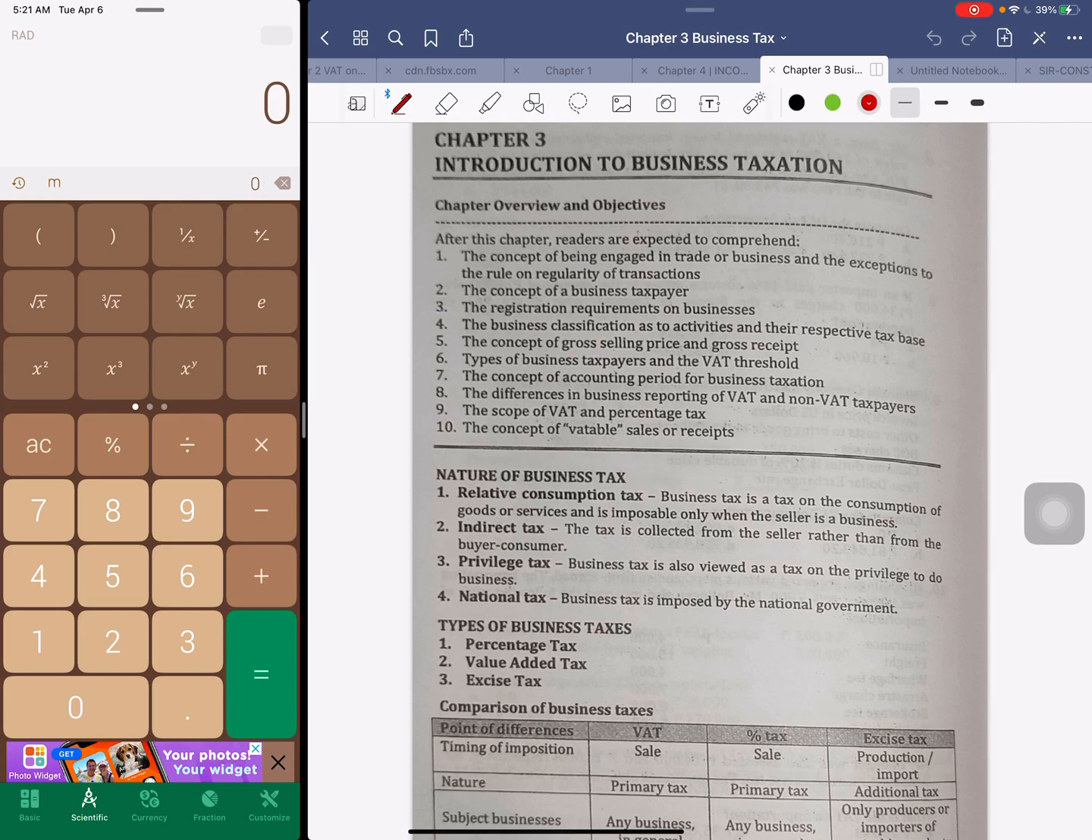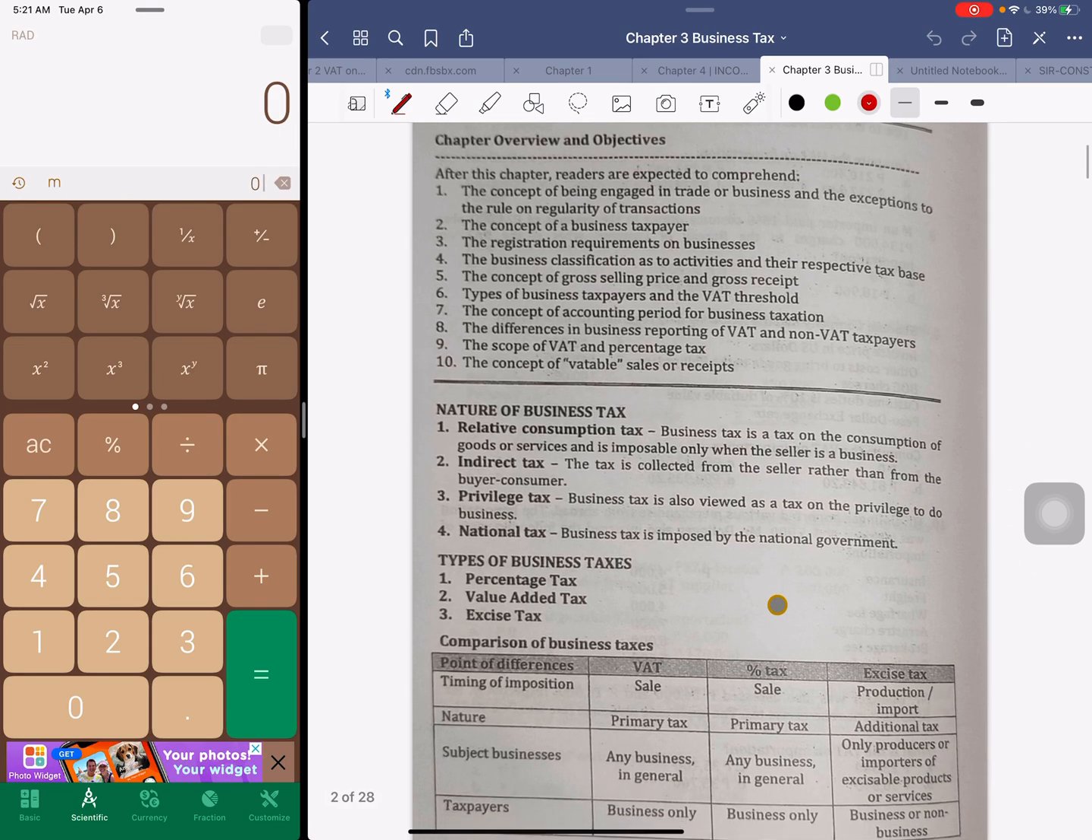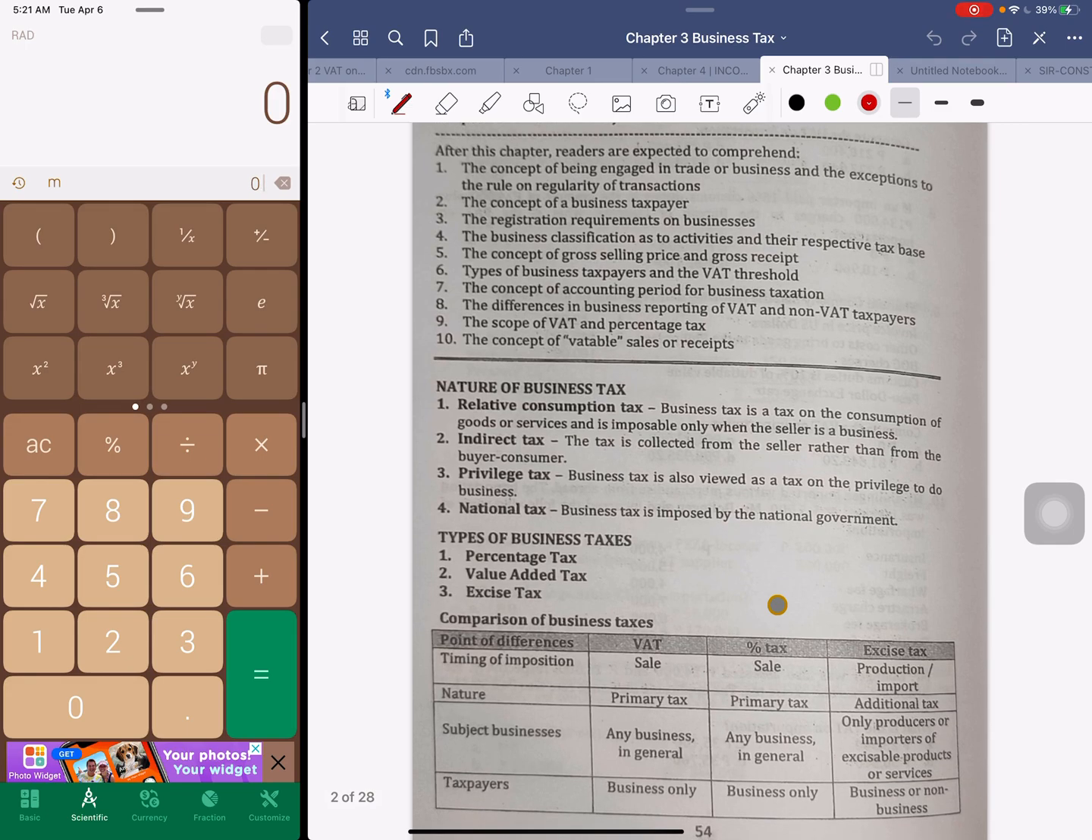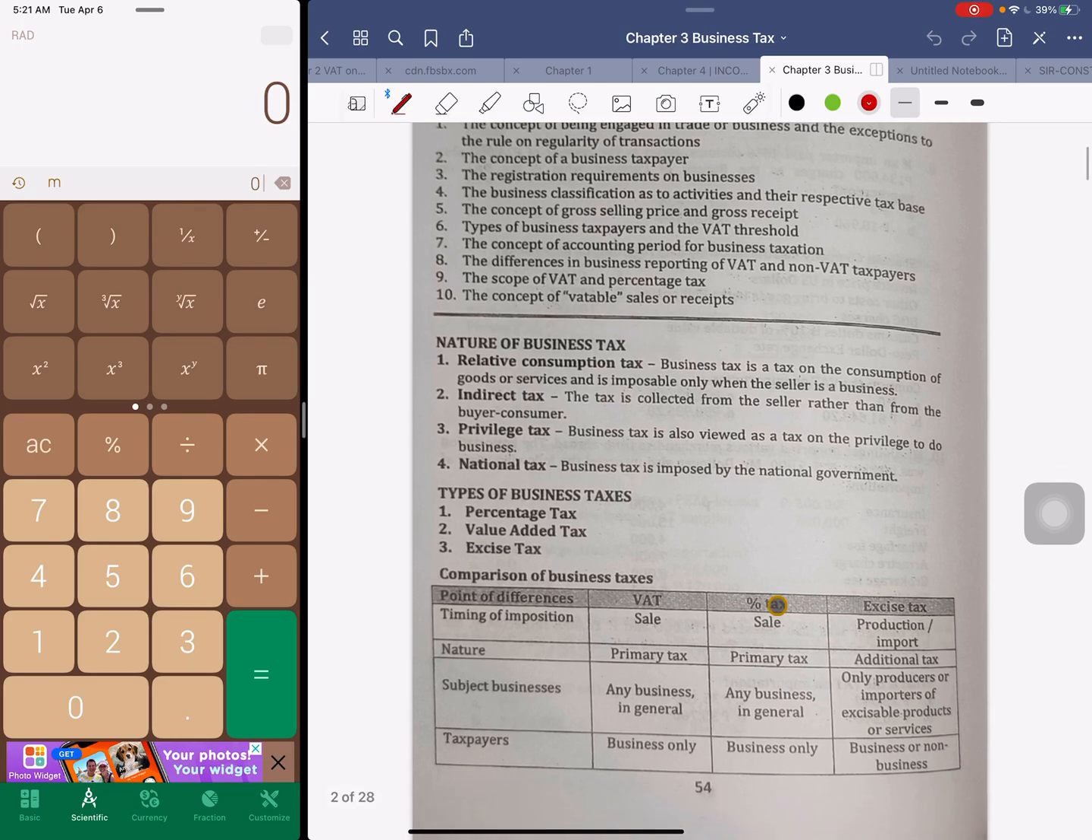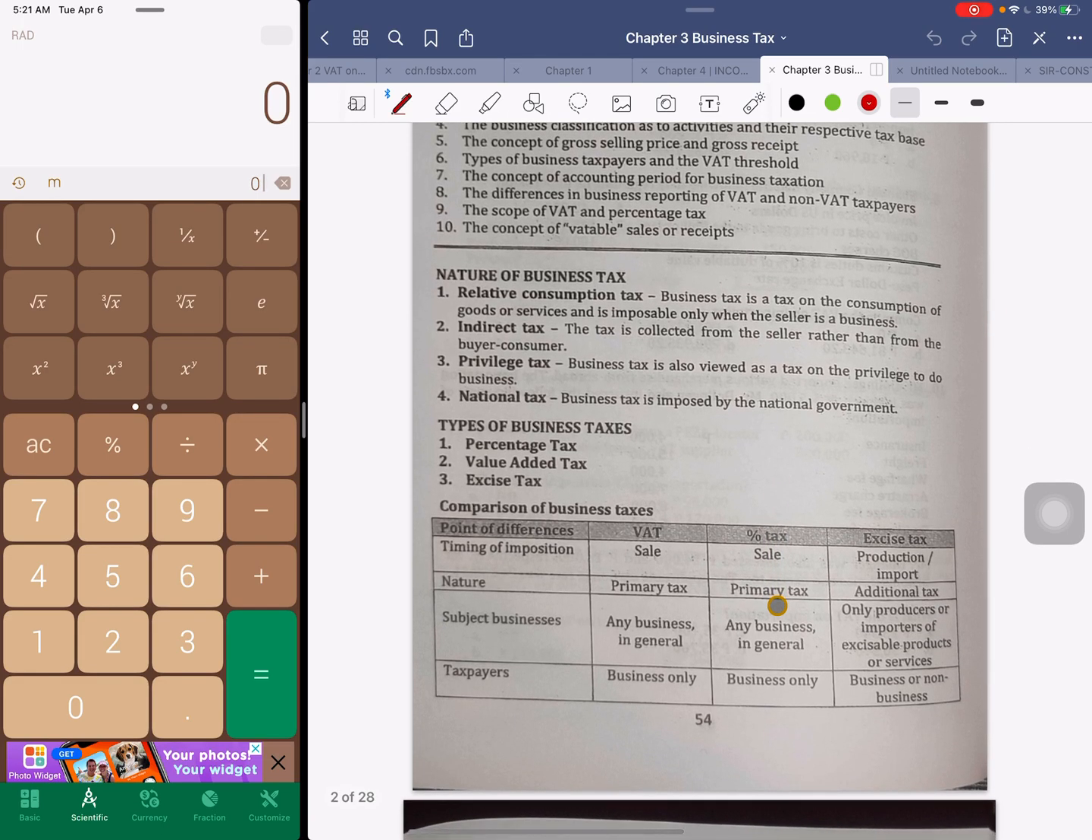So, indirect tax, privilege tax, sinasabi lang din dyan na isang pribilehiyo yung pagtatayo ng business. Therefore, since it is privilege to establish a business, kailangan mag-impose ng tax, no? Kaya siya tinawag na privilege tax. National tax, because it is being imposed not by the local government but the national government. Therefore, it is considered as national tax. So, di ba? Super dali lang naman. Kung ano yung sinabi sa title, ganun lang din yung explanation.